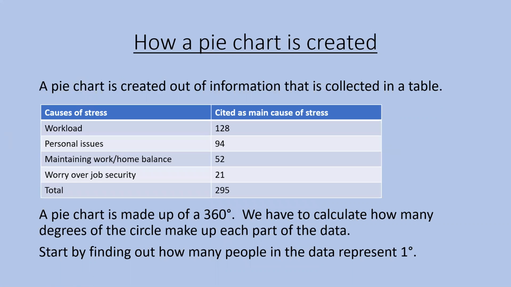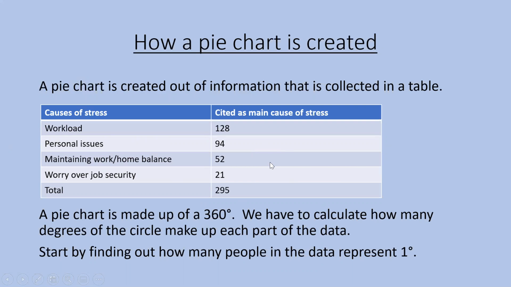Now, a pie chart is created out of information that would be collected in a table. So based on the chart that we saw on the previous page, we have the causes of stress written here in this part of the table and the number of people who cited it as a main cause of stress in this second column here. 128 people cited workload as the main cause of stress, 94 cited personal issues. Maintaining a work-home balance was cited by 52 people as an issue, and worry over job security was cited by 21 people as a main issue. In total, there were 295 people in the survey which gave us this information.